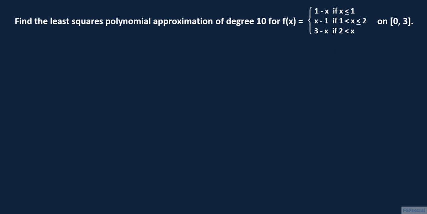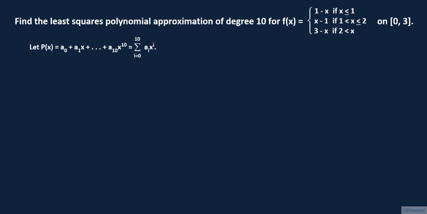In this example, we will find the least squares polynomial approximation of degree 10 for a given function over the closed interval from x equals 0 to x equals 3. F is the piecewise function where f of x is 1 minus x for x less than or equal to 1, x minus 1 if 1 is less than x less than or equal to 2, and 3 minus x if 2 is less than x.